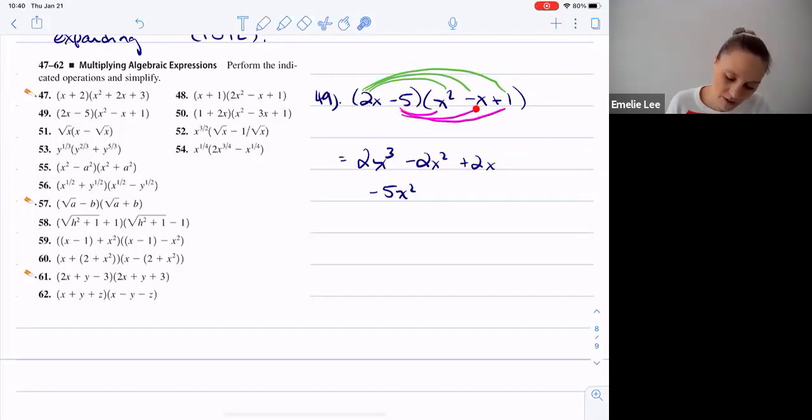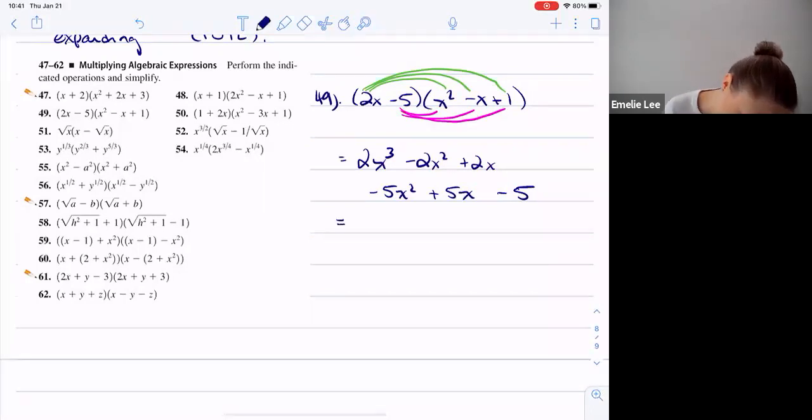Minus 5 times minus x makes plus 5x, right? Negative times a negative makes a positive. And then minus 5 times 1 makes minus 5. Now I'm going to have to collect like terms, right? I've got an x to the 3, I've got x squared and x squared, x and x, and then a constant. So I'm going to collect like terms here and do 2x to the 3 minus 2x squared minus 5x squared plus 2x plus 5x minus 5.